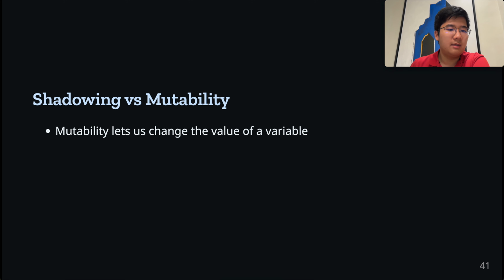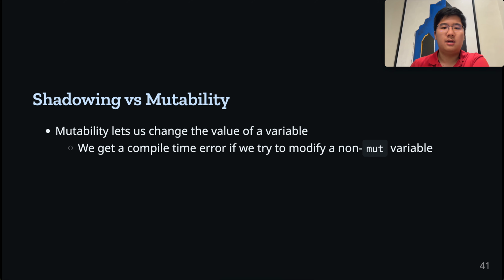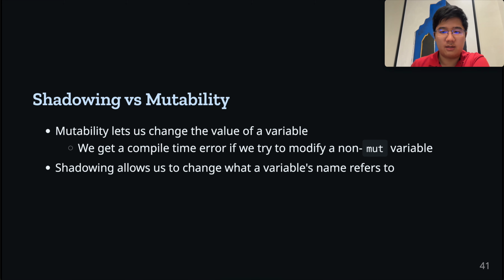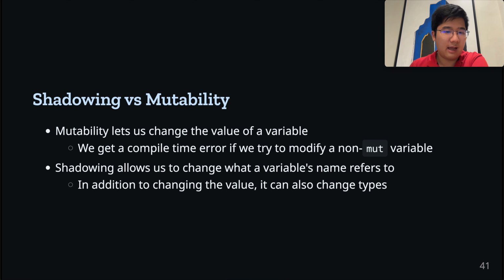So let's keep going. Mutability lets us change the value, and we will get a compile time error if we try to modify a non-mutable variable. And shadowing lets us reassign, reset what that variable means. In addition to changing the value, we can also change the types. But when we do, the previous one no longer exists.